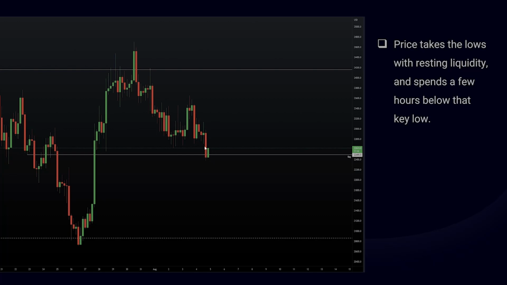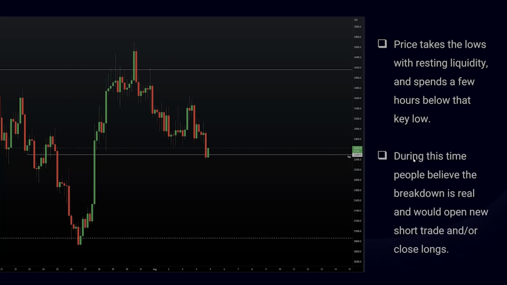So as we can see here, price makes its way down to that key level, e.g. taking some liquidity. And with taking that liquidity, price spends a few hours below the low. Again, this is a higher time frame price chart. Price is spending time below this low before going for that reclaim.